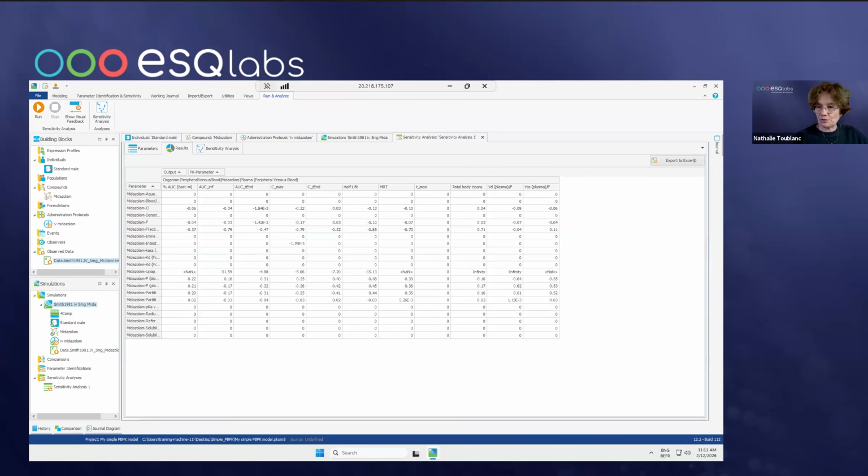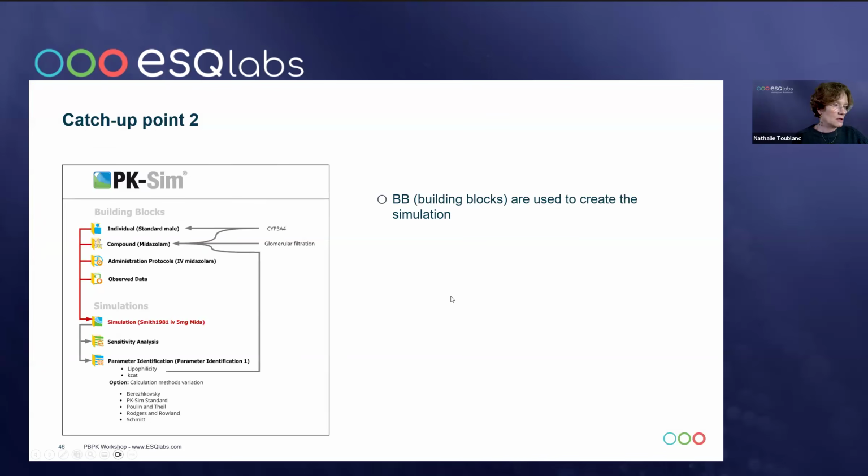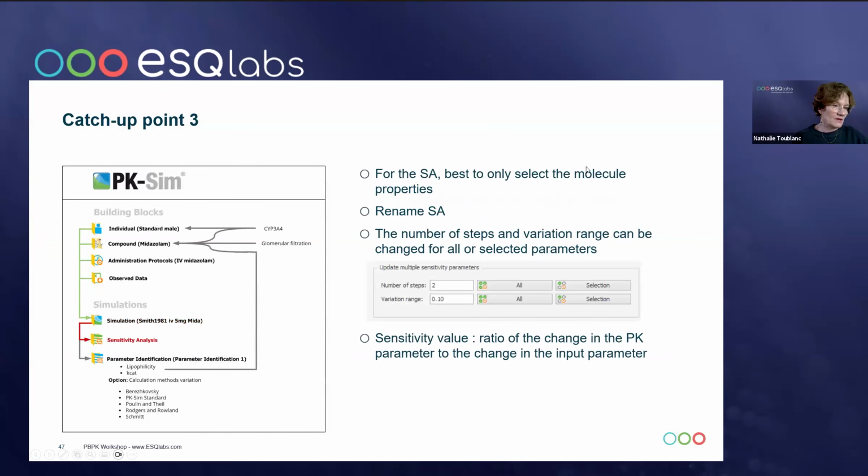And we are at capture point 3, and I'm going to show you. So yeah, that's what I was saying for the sensitivity analysis. My recommendation, at least when you are working on your model development, is to only select the molecular properties, not all the properties. Afterwards, at the end, in some cases, you may want to select all, but at the beginning, I would recommend that.